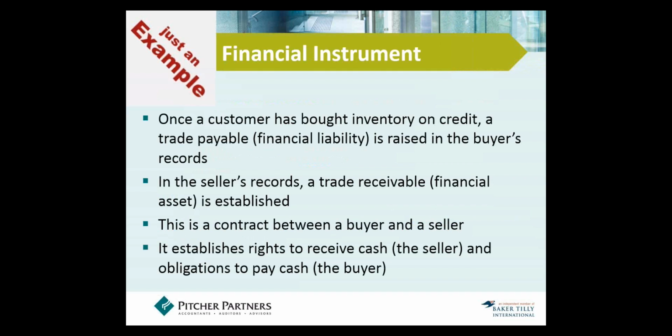So let's look at an example. Let's say a customer has bought inventory on credit, so a trade payable or a financial liability is raised in the buyer's records. So the buyer would say, debit my inventory, credit trade payable, so it's a financial liability. The seller would say debit trade receivable, a financial asset, and credit sales. So the buyer has a financial liability, the seller has a financial asset. Further, when we look at these sales, it's a contract between the buyer and the seller.